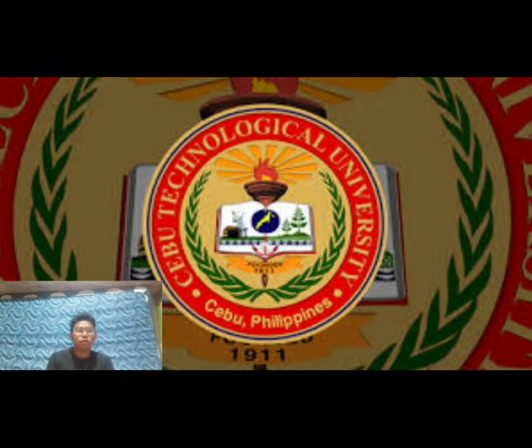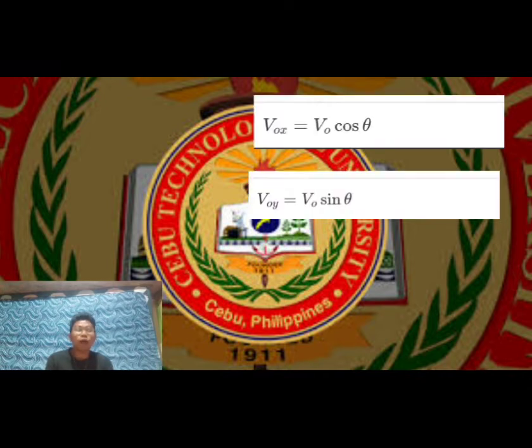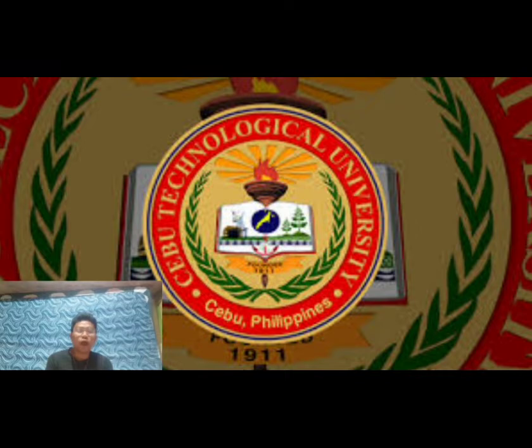So we need to, since we have the formula of the initial velocity at x and initial velocity at y, which is, or initial velocity at x is equal to initial velocity times cosine theta, and the second formula of initial velocity at y is equal to initial velocity times sine theta. Since we don't have yet the initial velocity, we need to use some alternatives.